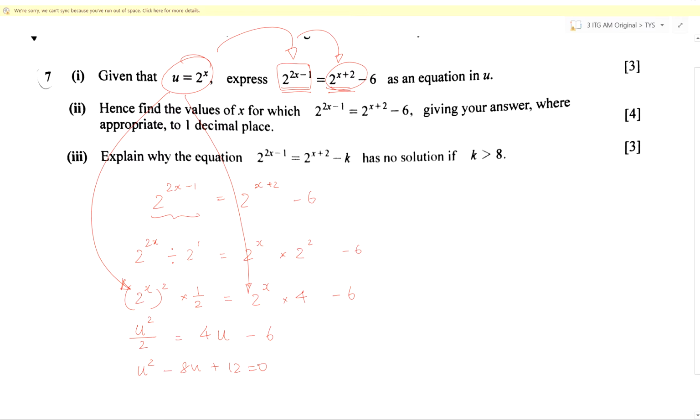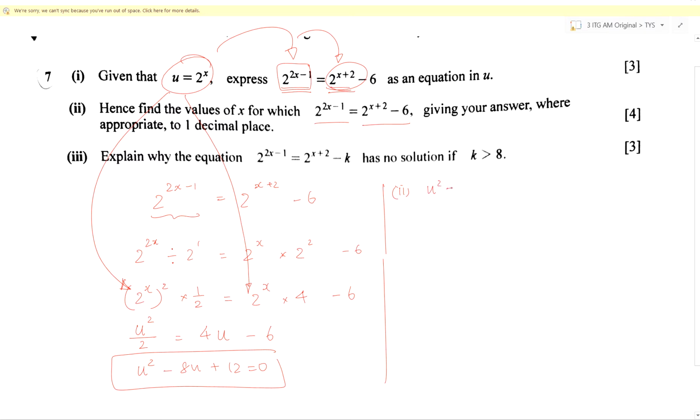Hence, find the values of x for which this is equal to this. Basically, they are asking you to solve that equation in 7 part 1 that you have just formed. But after you have found the value of u, you have to substitute it back into the original substitution to solve for the value of x. Okay, so let's continue with part 2 on the right hand side.